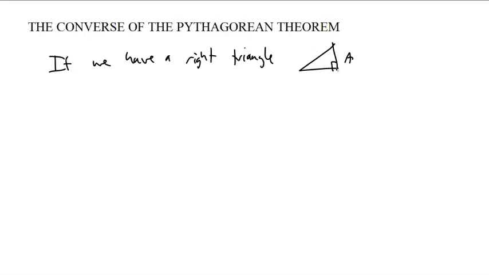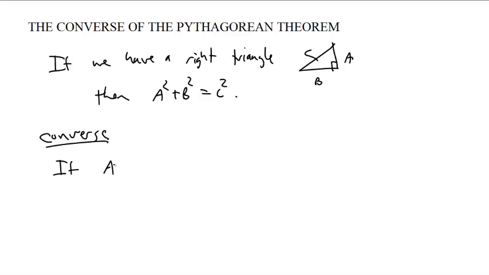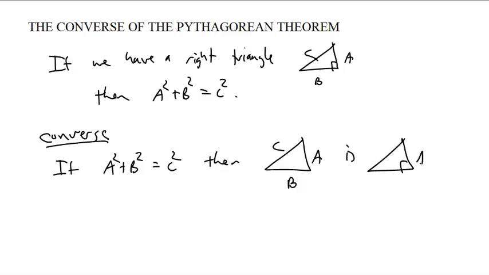And now for the converse of the Pythagorean theorem. The Pythagorean theorem basically says if we have a right triangle with sides A, B, and C, then A squared plus B squared equals C squared. The converse goes the other way, and that is if A squared plus B squared equals C squared, then a triangle with those lengths, A, B, and C, is a right triangle.